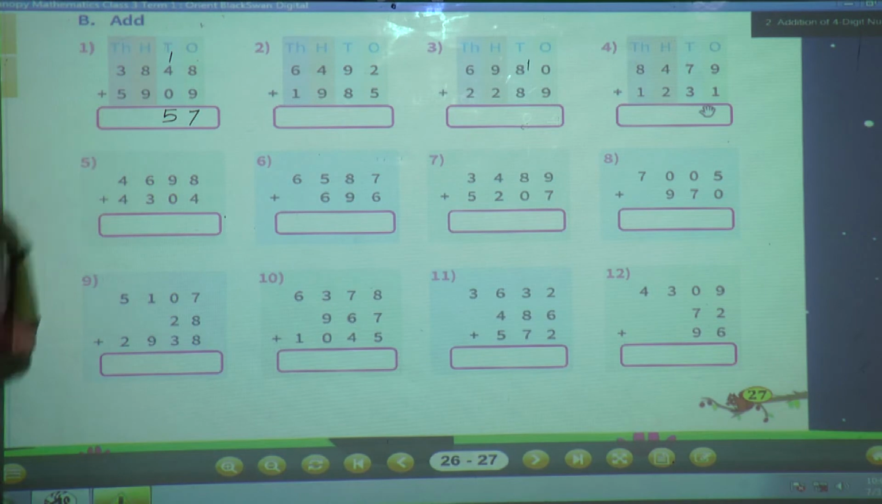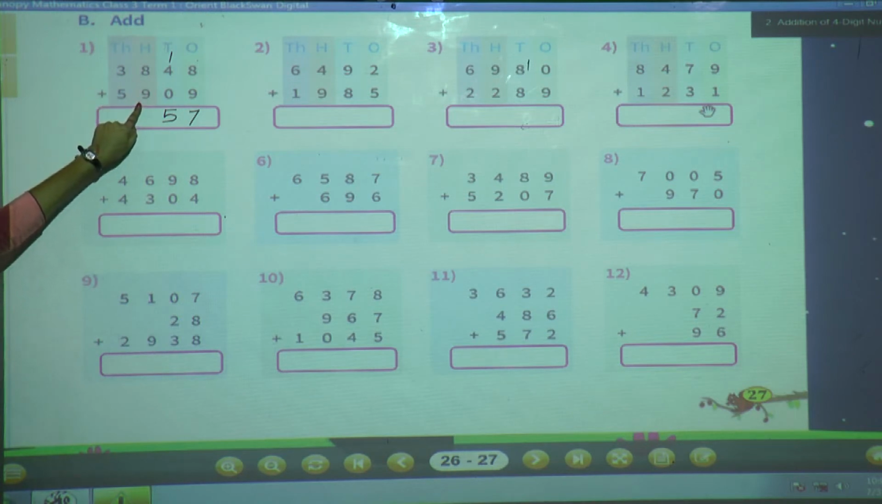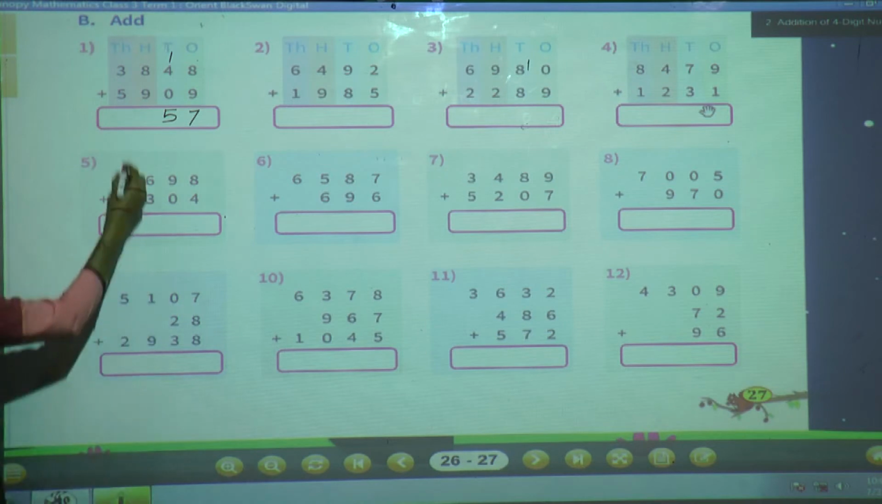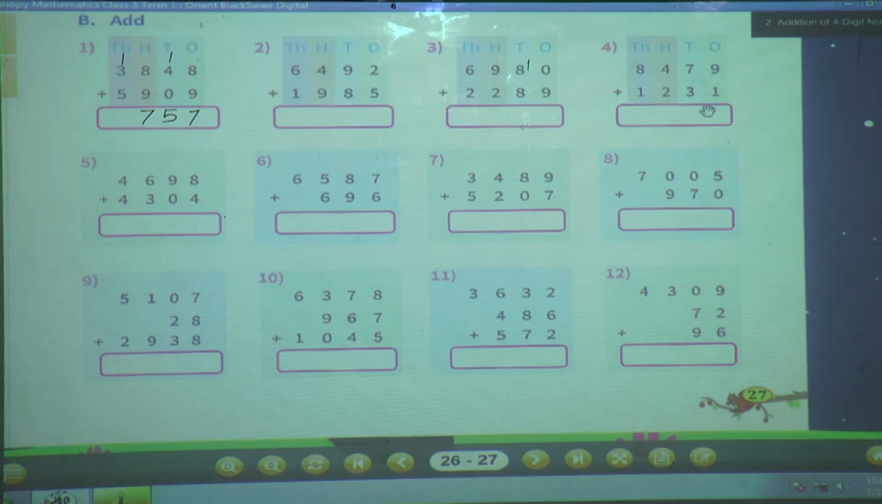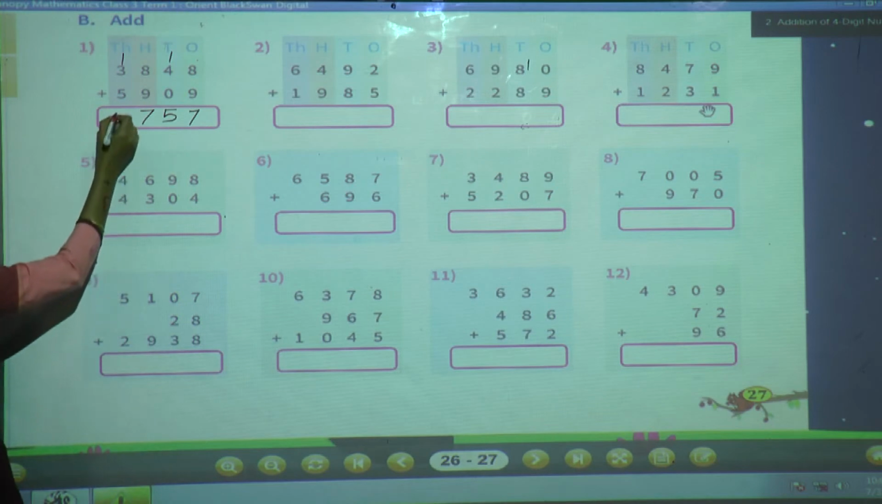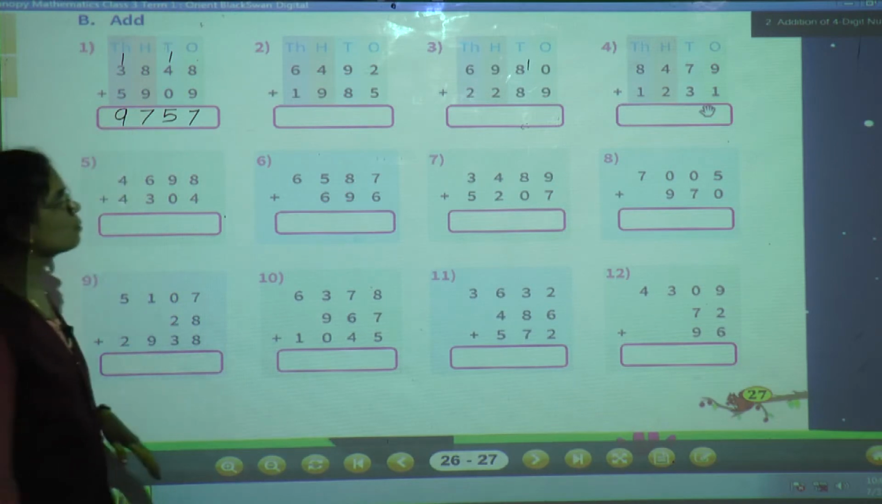Now see the hundreds place digit. Here at hundreds place, 800 plus 900. Do the addition, 8 plus 9. Yes, again 8 plus 9, 17. So I'll write here 7 and 1 we will give as a carry to the thousands place. Now see the thousands place digit. Add thousands place digit. 1 plus 3, 4, 4 plus 5, 9. Okay, copy this in your textbook.